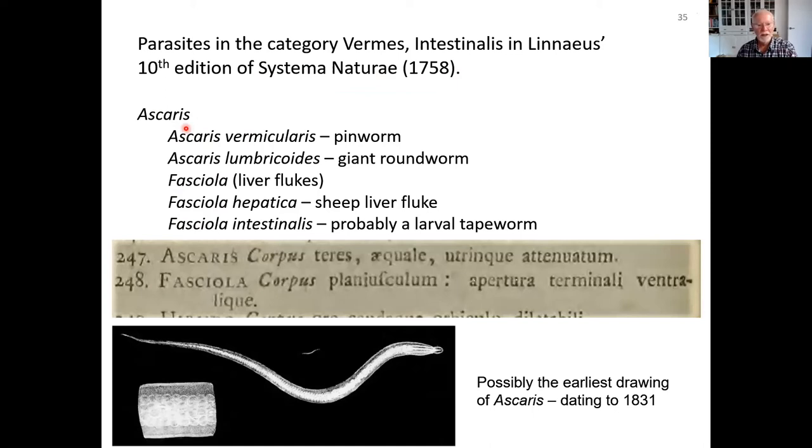Here is the information he has about intestinal worms. He recognized the genus Ascaris, and he put in the genus Ascaris vermicularis. Well, we know that today as the pinworm, and we have moved it to a different genus, Enterobius. He also recognized Ascaris lumbricoides, the giant roundworm of humans and pigs. We still keep that name. He included in there various other things as well. You'll see that his definition of the genus Ascaris was extremely brief. That is Linnaeus's own definition.